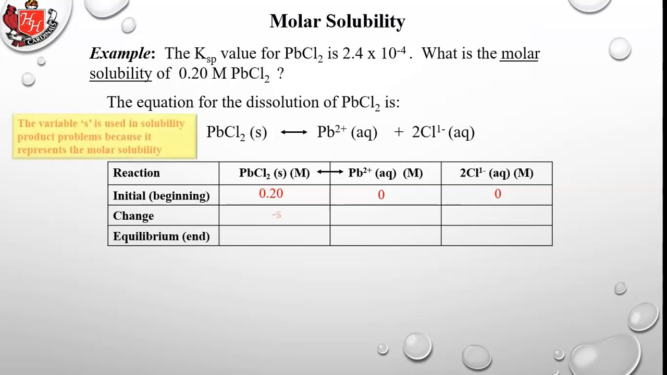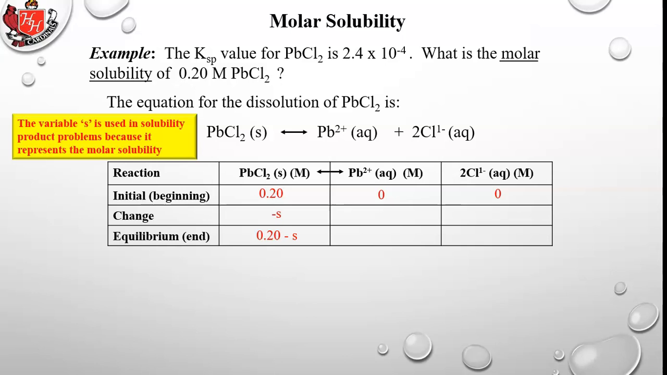Now the change in the PbCl2 column is minus S. The variable S is used in solubility product problems because it represents the molar solubility. You could have used an X just like we did before, but generally books use an S for this. So now what we're going to get in the equilibrium line is 0.2 minus S.